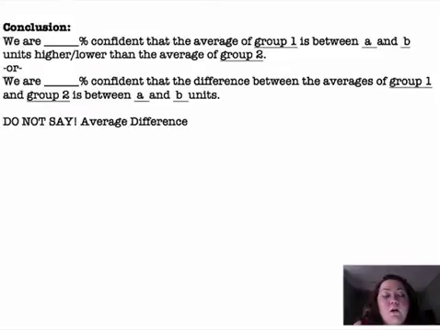Alright, so our conclusion is going to be basically the same. We are blank % confident that the average of group 1 is between blank and blank units, higher or lower than the average of group 2. Or we can state it like this. We are blank % confident that the difference between the averages of group 1 and group 2 is between blank and blank units. But make sure that you don't say the average difference. It's the difference between the averages, the difference between the means, not the average difference.